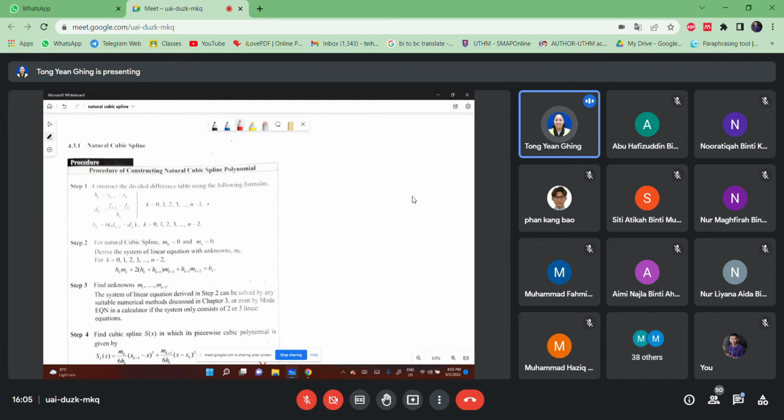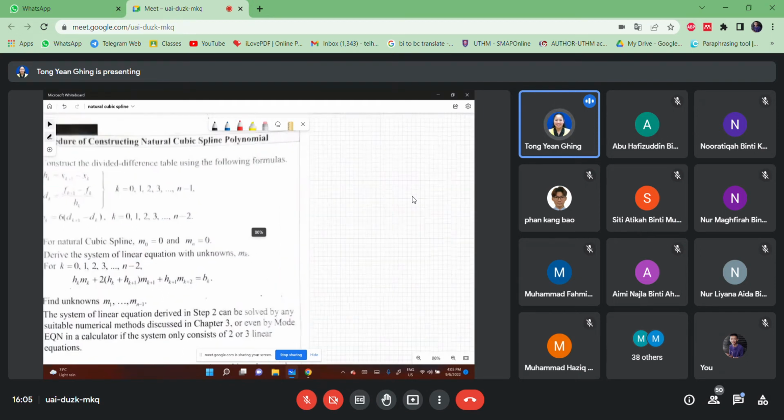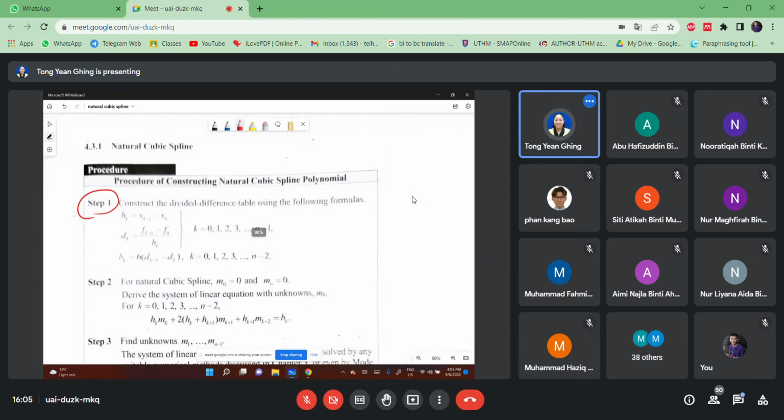The first step is you need to construct the divided difference table using the formula. That means you look here, we have hk. This part is not clear, I write it back. hk equals x_{k+1} minus x_k.